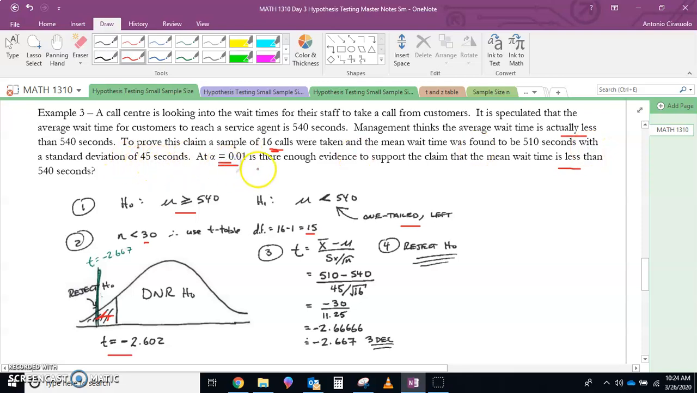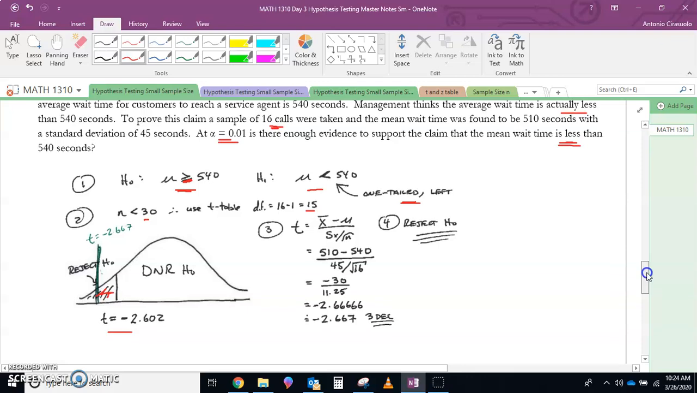At alpha 0.01, is there enough evidence to support the claim that the mean wait time is less than the 540 seconds? Well, the less than gives us direction. There it is. Okay, and it tells us it's one tail. So the mean is less than 540 seconds, which is what we think. And then we also write the null hypothesis with the equal sign included, right? Opposite and equal sign. Now this tells us how to draw the diagram, and it's left tail, right?